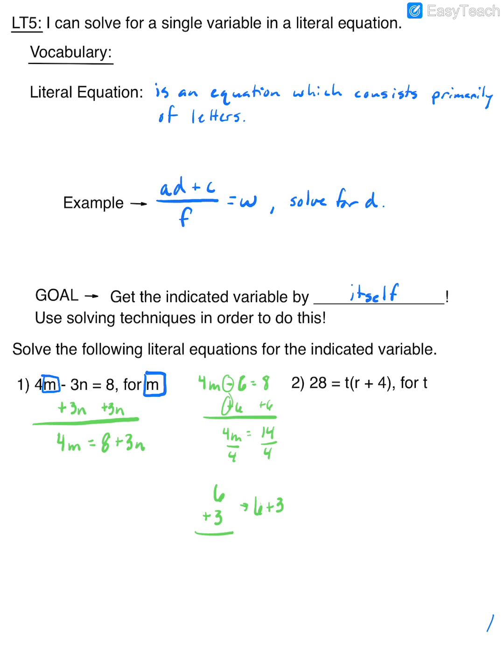I can't actually add 8 plus 3n to make one number, but I'm going to write them because they are connected by that addition. Okay? And then the next part, I want to undo the multiplication of 4 with division. 4 can go into 8, but it doesn't go into 3. So then I'm going to leave this as 8 plus 3n divided by 4. Okay? And that's my answer.